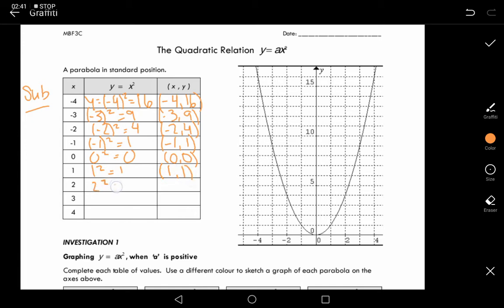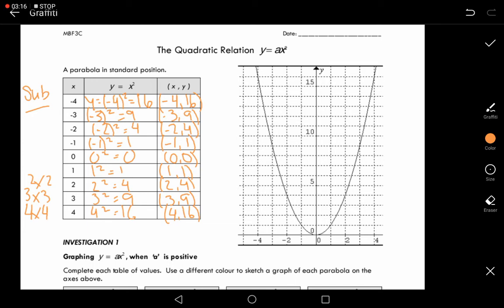2 squared is 4. 3 squared is 9. And 4 squared is 16. Okay, so just a reminder about exponents. Remember, this is not 4 times 2, right? It's not 8, it's 16. It's 4 times 4. 3 times 3. 2 times 2. Okay, that's what that exponent is telling us to do.